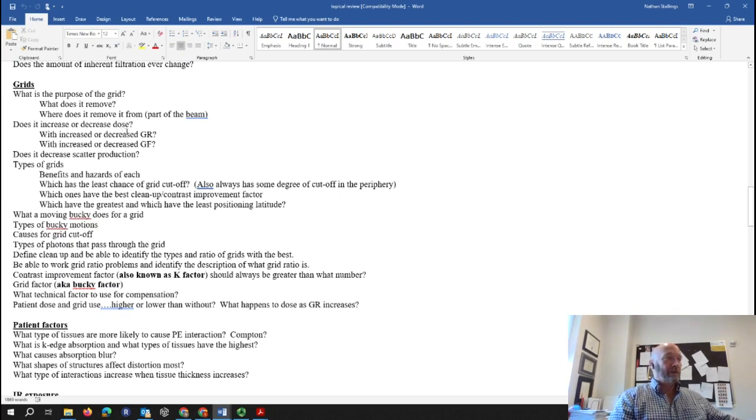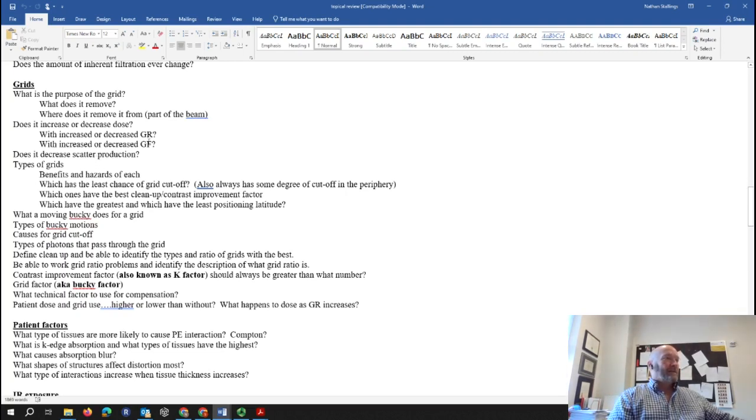So as grid ratio increases, if we go from non-grid to a low ratio grid, we have to increase mass, which is naturally going to increase patient dose. If we change our grid ratio from a low ratio grid to a higher ratio grid, then again the Bucky factor is going to increase, so we're going to increase our mass, and patient dose is going to increase. It's going to increase maybe a little bit with grid frequency, but grid ratio is really going to be the determiner of how much of a change we're going to have.